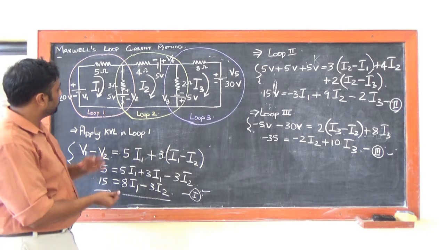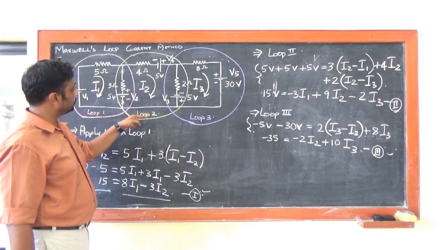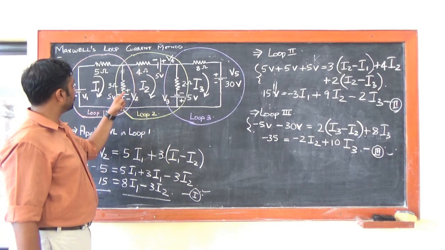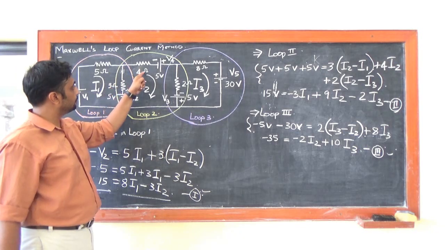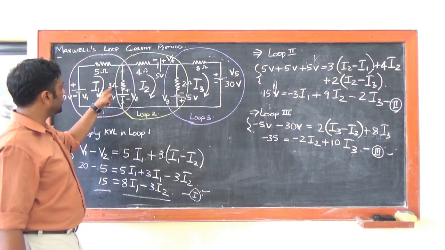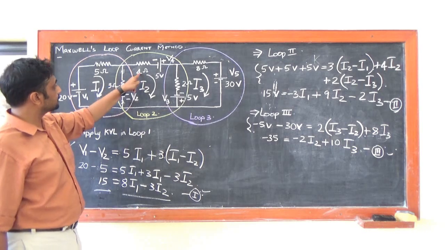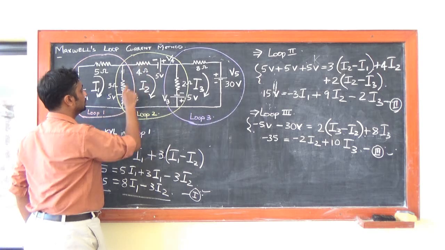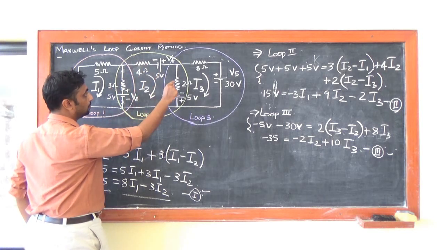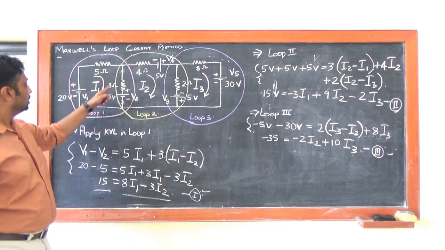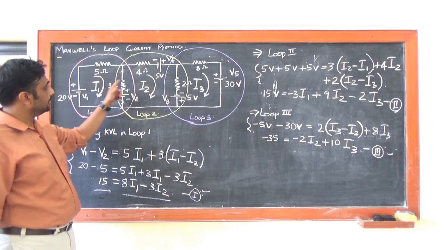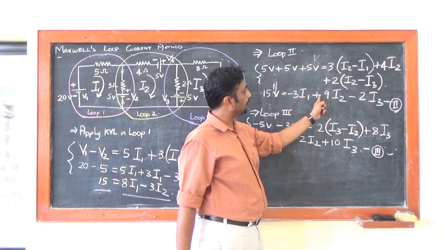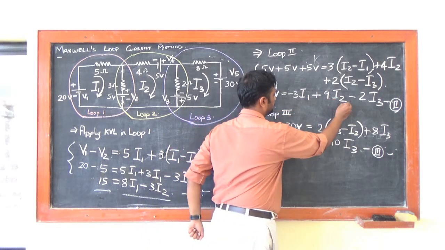Now your first drop, as I told you, if you are considering loop 2, you have to consider I2 first. So I2 is basically flowing in this resistor of 3 ohms, in 4 ohms and 2 ohms. So again I combine 3 plus 4 plus 2 because I2 is flowing in this total loop. So it is linked with 3 ohms, it is linked with 4 ohms and it is linked with 2 ohms. So 4, 5, 6, 7, 8, 9 ohms. So that's the reason why I got plus 9I2.